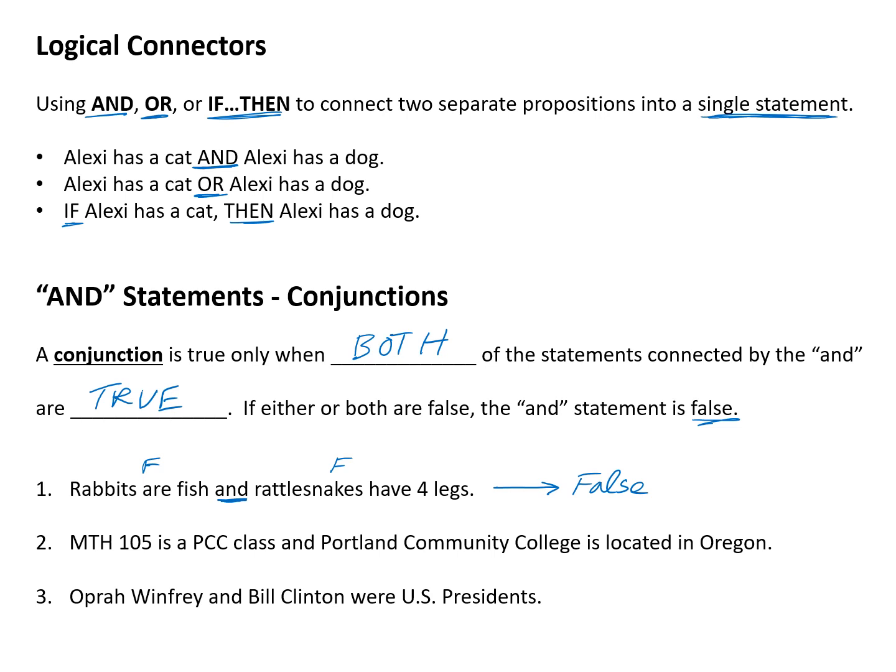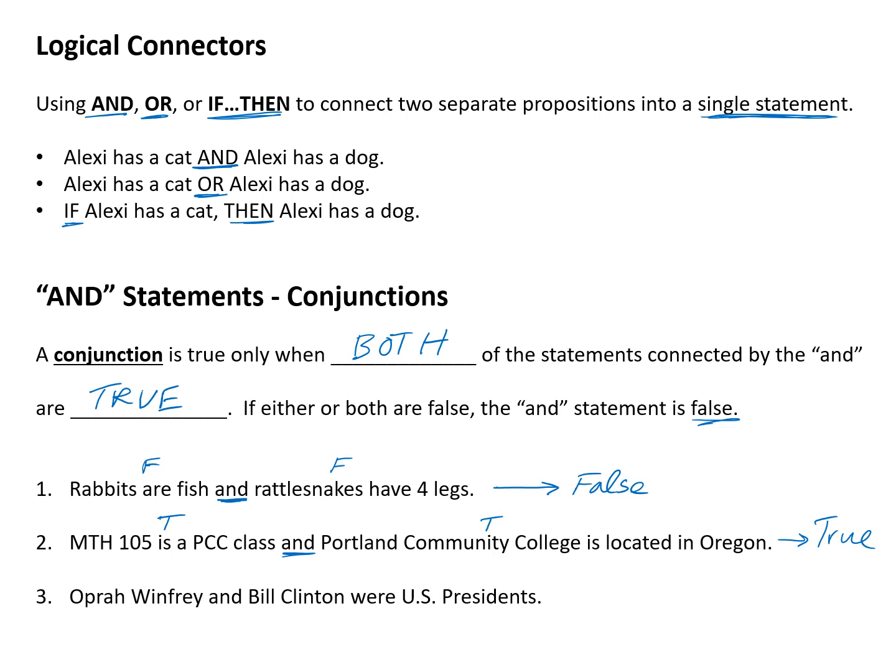Our second example, Math 105 is a PCC class and Portland Community College is located in Oregon. Well, the first statement, Math 105 is a PCC class, is true. As you know, you're in the class right now. Portland Community College is located in Oregon. That's also true. So we have two true statements connected by an and. That means we have a true statement overall. Pretty straightforward. If they're both false, we've got a false answer. If they're both true, then we've got a true result.